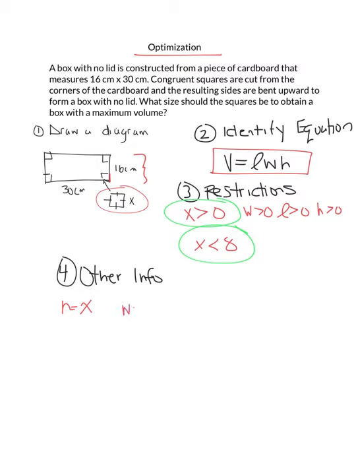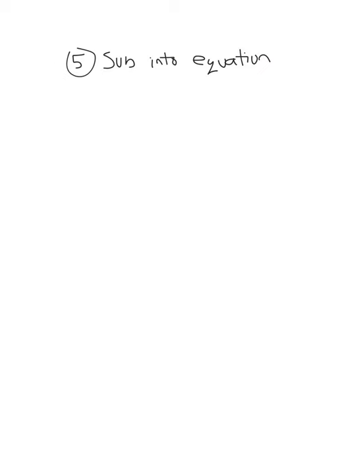I know that my width is going to be 16 minus 2x because my width is only going to be this section right here. So the 16, take away these two corners. And the exact same thing is going to happen for my length, but it is going to be the original 30 minus 2x. What I'm going to do now is take the information from number 4, those equations that we just wrote for the length, the width, and the height, and I'm going to plug that into the equation that I said I was dealing with in part 2.